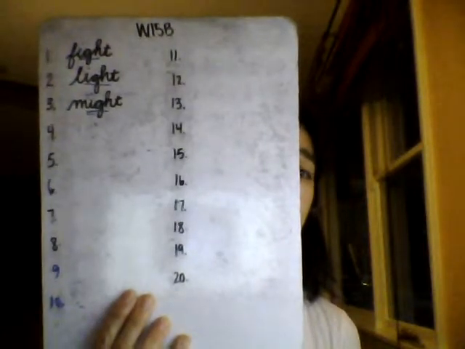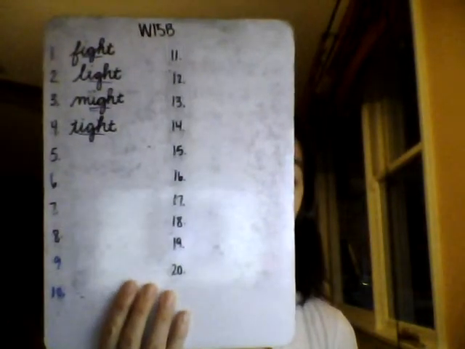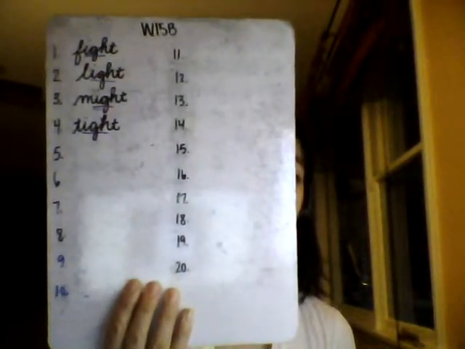Spell out loud with me. Might. M-I-G-H-T. Might. Number 4, tight. I hold the leash tight when I walk the dog. Tight. One syllable, think to spell T-I-T. Spell tight out loud. T-I-G-H-T. Tight.